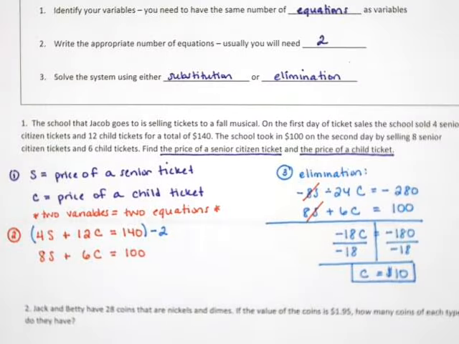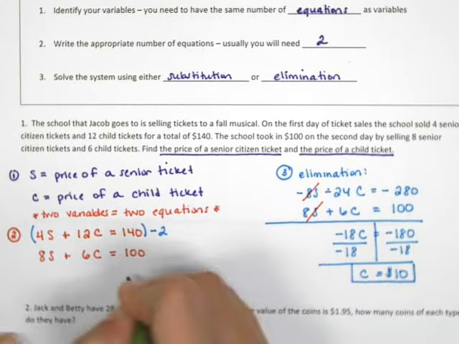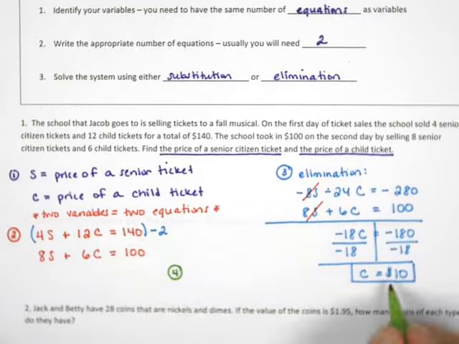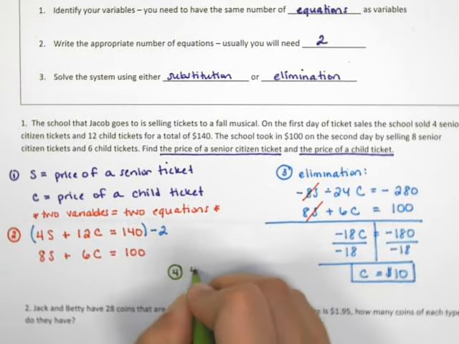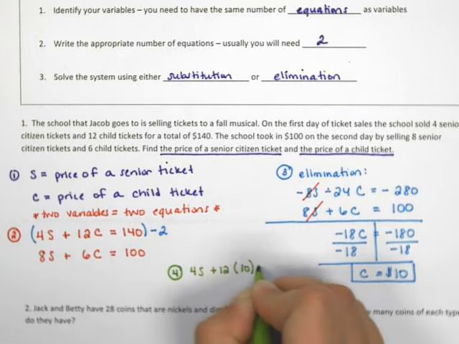Now, just like always, I'm not quite done yet. I still need to go back and figure out what S would be worth. So I'm going to take my C. I kind of ran out of room. I'm going to take my C and plug it into one of these equations to find S. So 4S plus 12 times 10 equals 140.